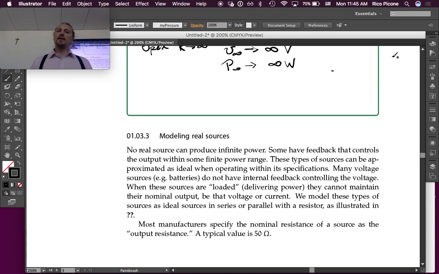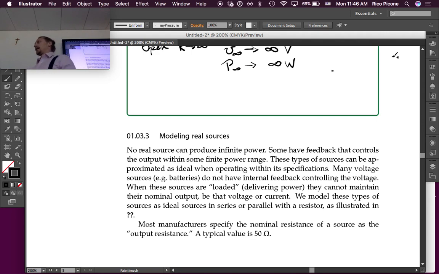Now, modeling real sources. No real source can produce infinite power. Some have feedback that controls the output within some finite power range. We'll talk about feedback next semester in system dynamics and controls, but we don't know how to do it yet. I'll just say it's possible to use feedback to control a source's output. So you can have a voltage source with a controlled output voltage that will supply more and more current to try to make its output terminals stay at a certain voltage, no matter what you connect to it.